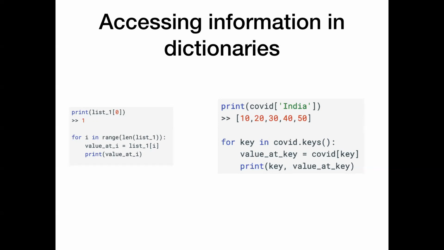Great. So another thing is, you could loop over a dictionary just as you loop over a list. For a list, you would loop over by saying for i in range, len, whatever. For a dictionary, you could loop over by saying for key in covid.keys. So covid.keys is a list, and it's very much like saying for i in this list, or for key in this list. It's very similar, but slightly different in terms of syntax.